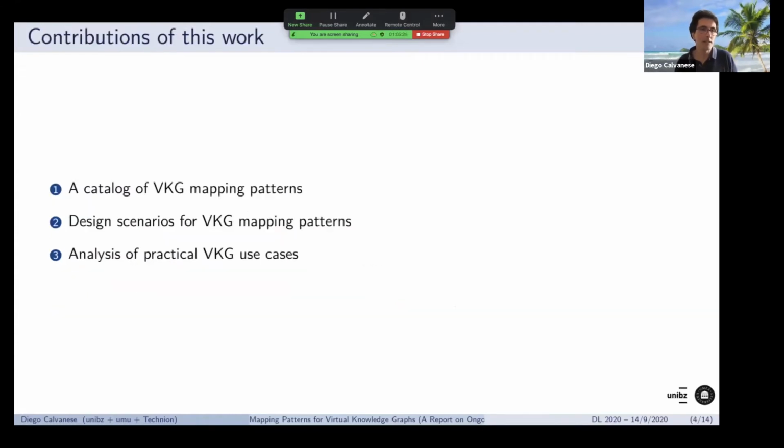And in this work, what we did is we propose a catalog of VKG mapping patterns that rely on these four elements, where each mapping pattern is distinguished by these four elements. We also discuss some design scenarios for the use of these VKG mapping patterns and how they can come into design scenarios related to VKG. And also we did an extensive analysis of practical VKG use cases in terms of the usage of these mapping patterns. So let me briefly talk about these 3 points.